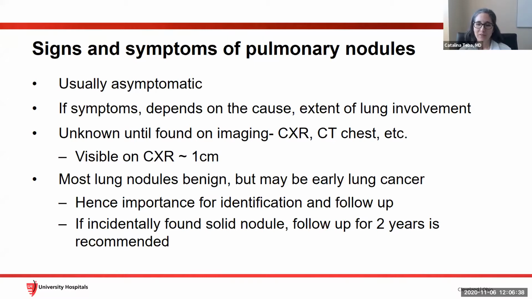And the imaging that can find them is chest x-ray, CT chest, or other imaging that obtains images from the lung. On x-ray, they have to be bigger, 1 centimeter, than how big they have to be to be found on CT scan, because the CT scan shows very detailed imaging of the lungs. Most lung nodules are benign, but they may be early lung cancer, which is why we get worried about them and want to follow them up.